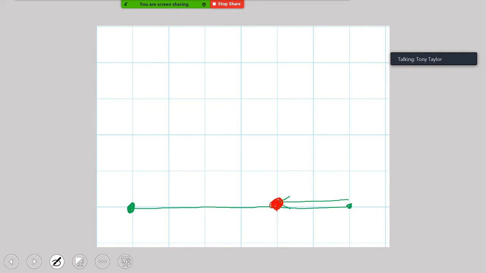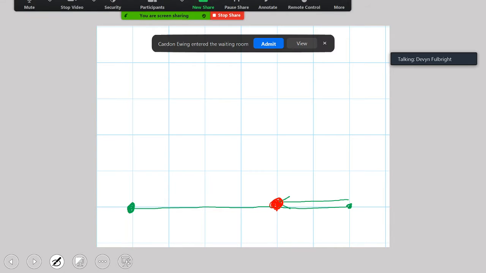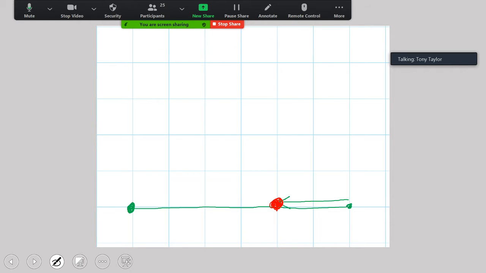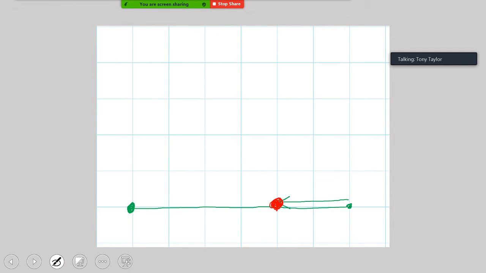So, can someone tell me what was my overall distance? I went 6 meters to the east and I walked 2 meters to the west. Anyone want to tell me what is my overall distance? No, my overall distance. Remember, distance represents the total ground that I covered. Anyone? 8. Exactly. 8 meters. So 8 meters was my distance.